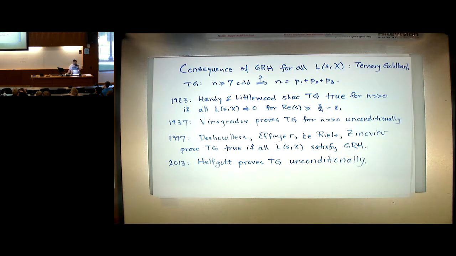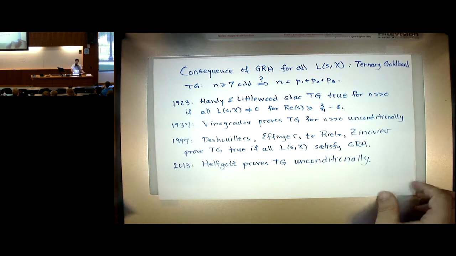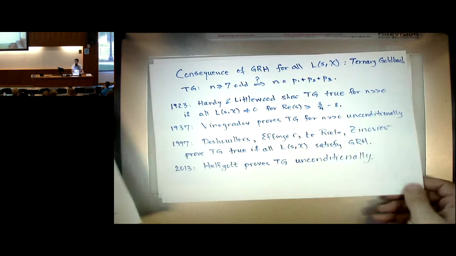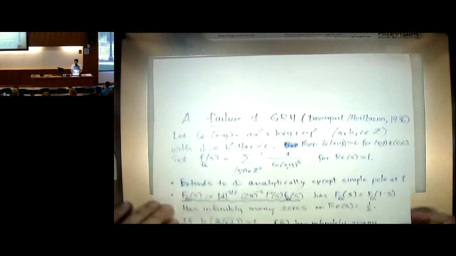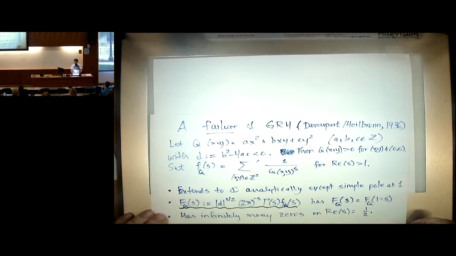Now, with this in mind, I want to point out that there are functions very much like the zeta function and the Dirichlet L functions, which, when I say like, I mean they start off as certain series that look like them. They have functional equations, but they don't satisfy the generalized Riemann hypothesis. Let me tell you about some of those. So here's an example of the failure of the generalized Riemann hypothesis.